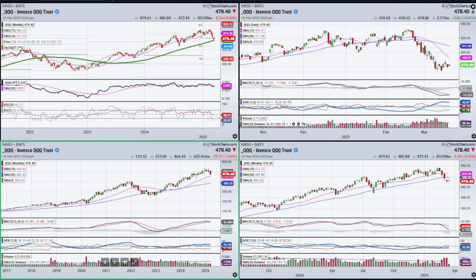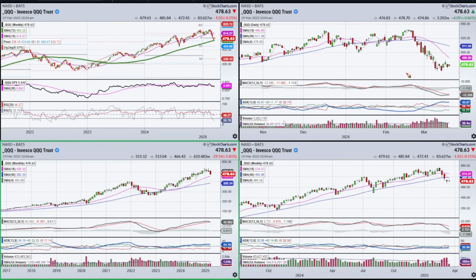All right, so I want to look at the QQQ because the pattern overall is very similar to the S&P. And there's a reason for that. The big stocks in the QQQ are the biggest names that are in the S&P as well. Obviously, that Mag 7, we need to keep a close eye on what they're doing. And the best way to do that is to watch this QQQ, I think.